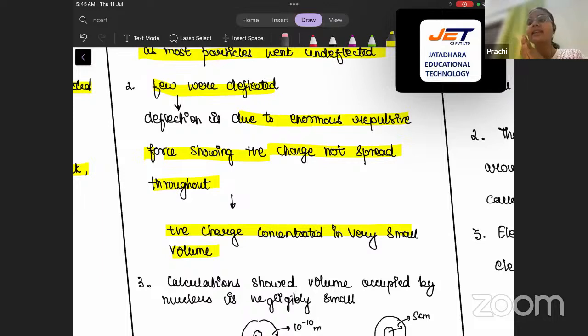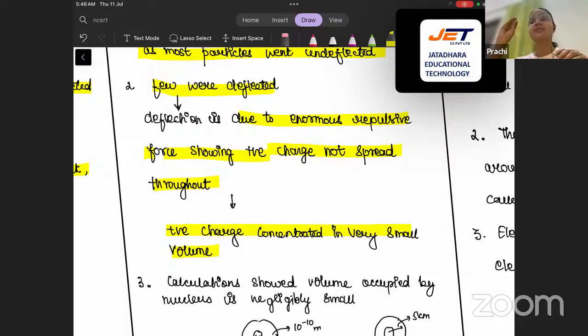Why did they say that? Because what they were expecting is, if the positive charge was uniformly distributed, then when these particles, which were moving at very high speed, come and hit this uniformly distributed charge, they would directly pass through it. But this was not happening, which means that whatever positive charge is there is concentrated at one place.